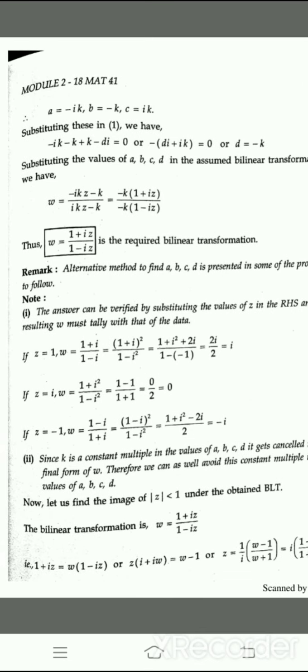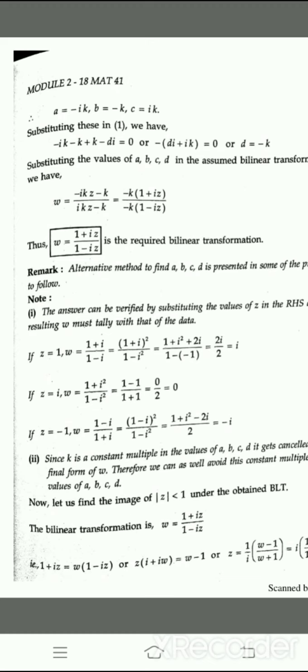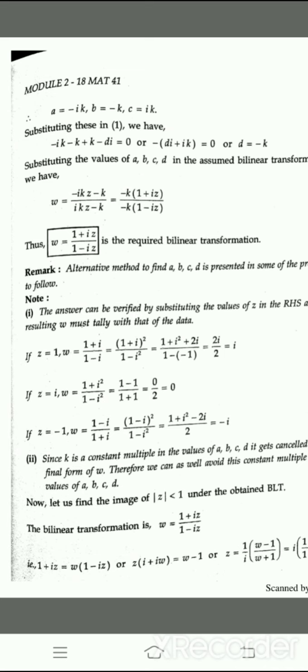So w is equal to (minus k into i minus k) divided by (i into k into z minus k). Taking minus k outside in the numerator, 1 plus iz, and dividing by minus k similarly, 1 minus iz, the minus k cancels. So w is equal to (1 plus iz) divided by (1 minus iz) is the required bilinear transformation. Okay, so this is the required bilinear transformation.